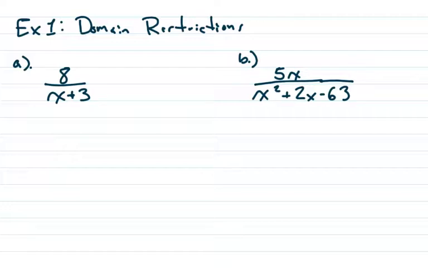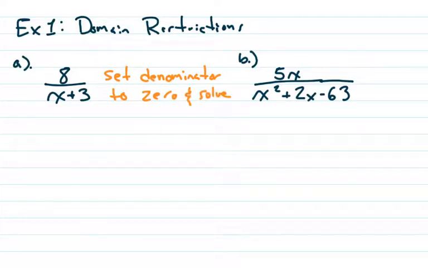So formally, what you would do is you would set the denominator to 0 and solve. So that's what I'm going to do. X plus 3 is equal to 0. And this is going to give you what x cannot be. All right? So x cannot be negative 3.